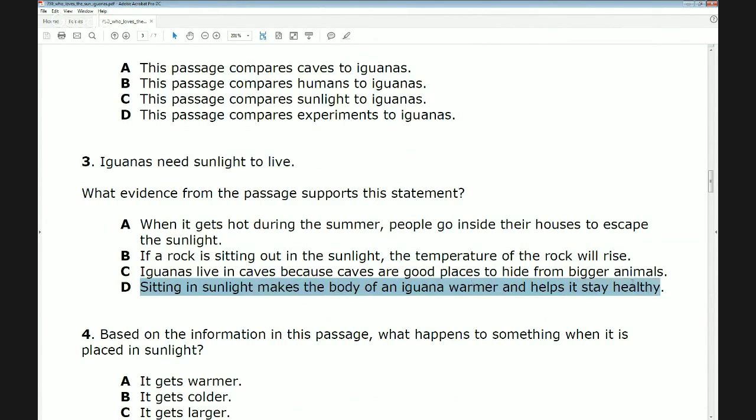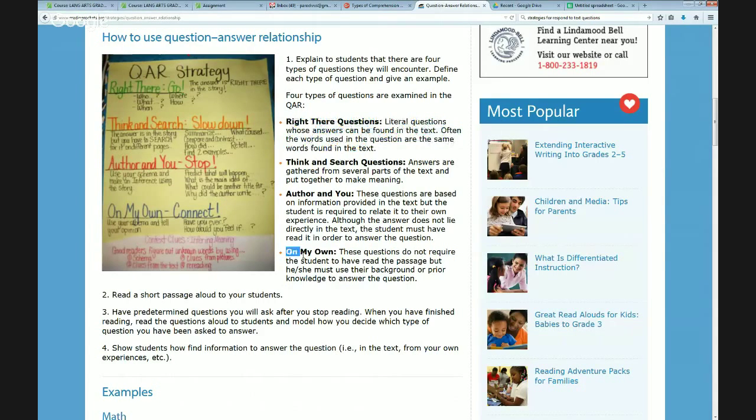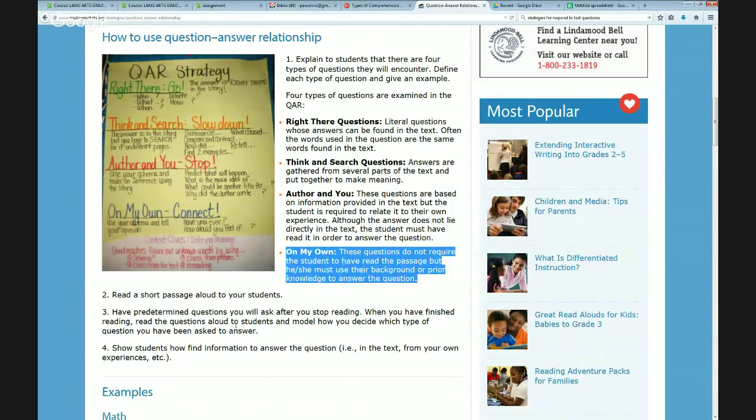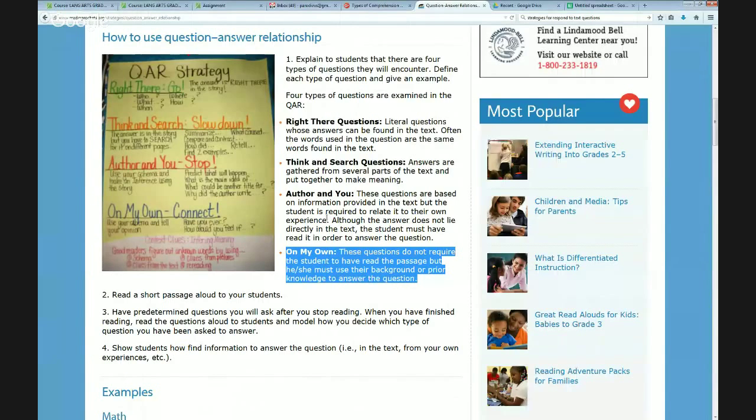This is a direct quote from the story, so you could consider this a right there question. Something else you could consider this is actually an on my own question. So let's read about that. An on my own question. These questions do not require the student to have read the passage, but he or she must use their background or their prior knowledge to answer the questions. So I didn't read the story and I was still able to answer that. The answer was D. Sitting in the sunlight makes the body of an iguana warmer and helps it stay healthy. You don't need to read the story to know that that's the correct answer because the other ones made no sense. So that could technically be called an on my own question.